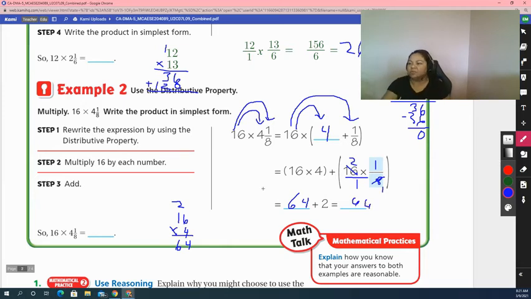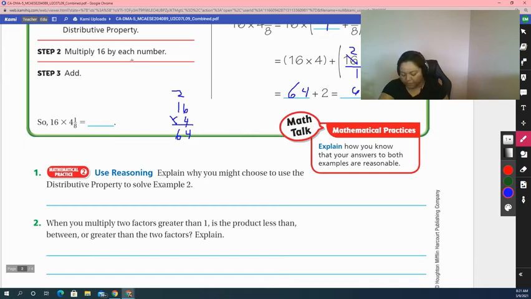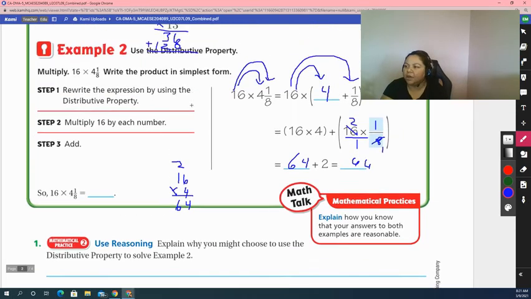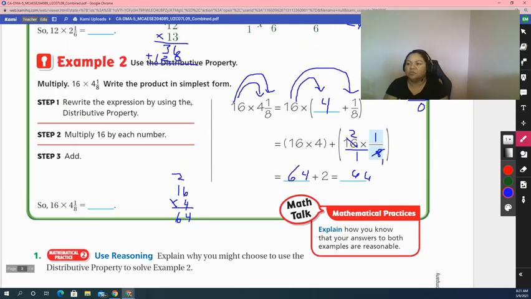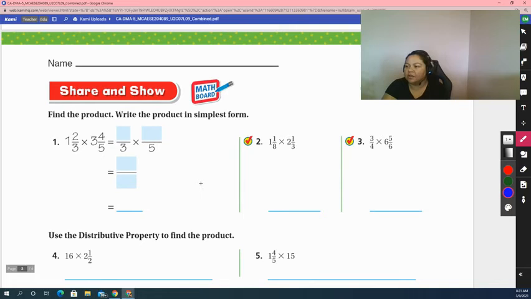I wouldn't worry so much with the distributive property because we're going to be using the other way, but you want to be able to know how to do it several ways. So here we did it using the distributive property where we broke apart one of the factors. Let's go ahead and do a couple of examples here, and that would end our lesson today.